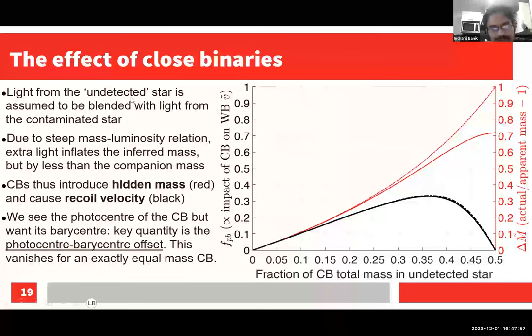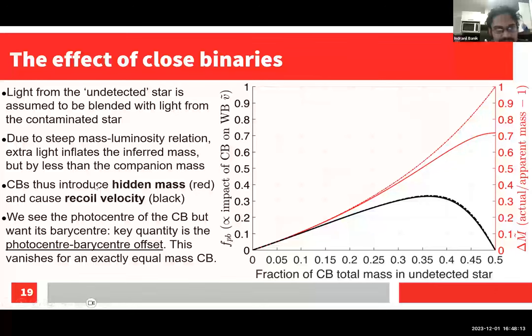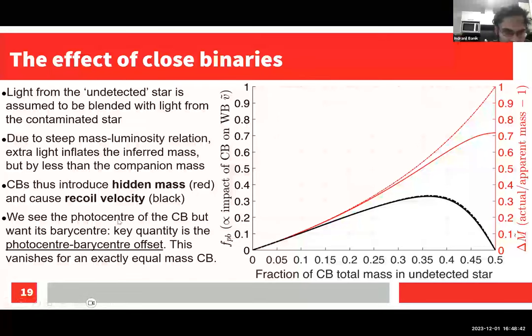You have to allow for two major effects from close binaries. First of all, we're assuming the close binary is unresolved, basically because if it was resolved spatially, then we would have removed that system from our sample because you could see the third star in the system. So if it's unresolved, then there'll be extra light from the undetected star, but because of the very steep mass-luminosity relation, that extra light will only inflate the estimated mass by a little bit. Not as much as the actual mass in the undetected companion. Close binaries, therefore, introduce hidden mass, and they also, of course, cause recoil velocity of the contaminated star. But the important thing there is the relative velocity between the photocenter and the barycenter. The barycenter, of course, is what's important for the effect of that system on the other star in the wide binary. And the photocenter is what you see.